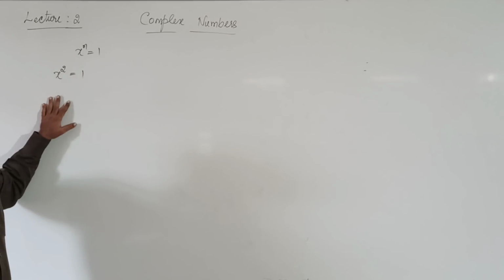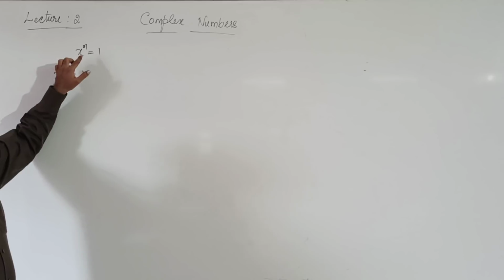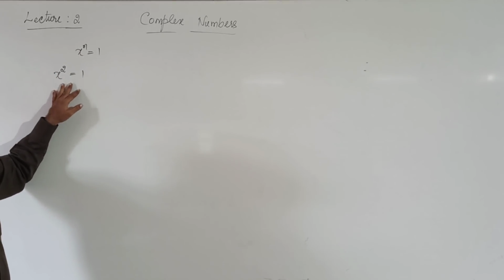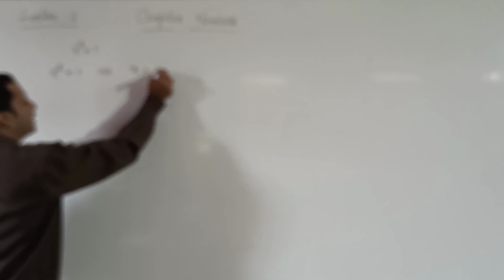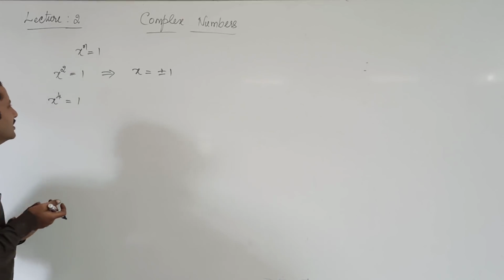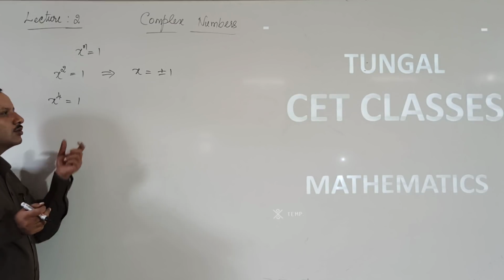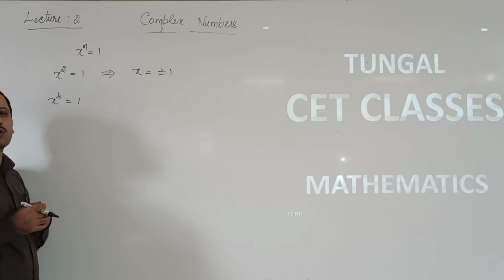Okay. So now, if I put different values for n, suppose I take n is equal to 2, x square equal to 1, the roots of this equation are called the square roots of unity. So this is a polynomial of degree n, therefore it will have n number of roots. This is a polynomial of degree 2, so it will have 2 roots. Those 2 roots are plus 1 and minus 1. So that implies x is equal to plus or minus 1. Then I will put n is equal to 4. For n equal to 3 I will come back afterwards. x power 4 is equal to 1. Now, the roots of this equation are called the fourth roots of unity.